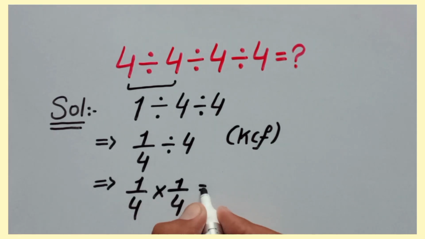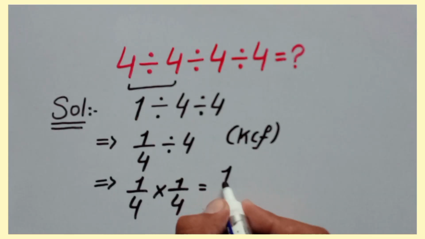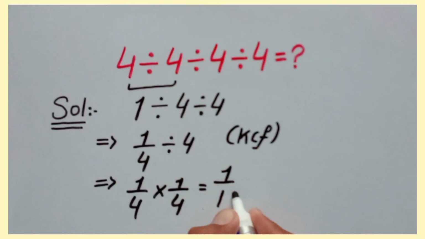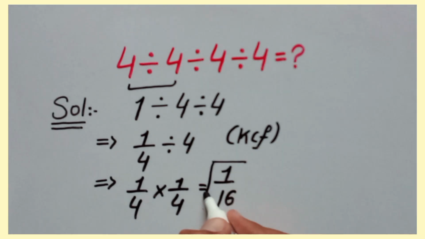Now here multiply numerator to numerator and denominator to denominator. So the final answer of this expression is 1 divided by 16.